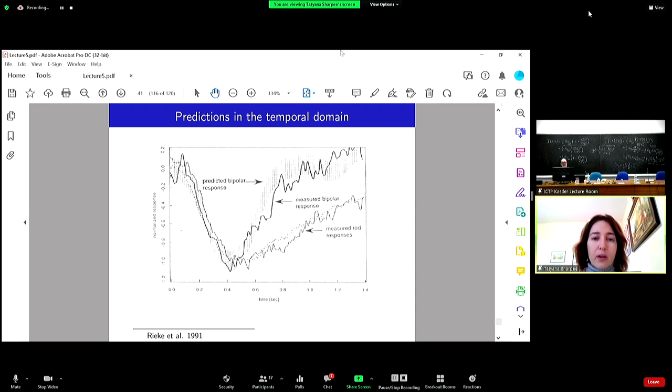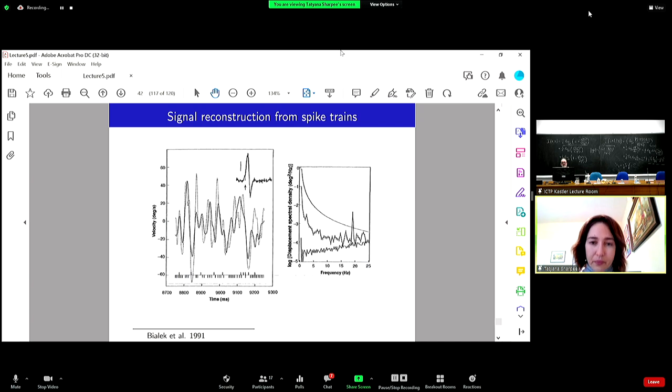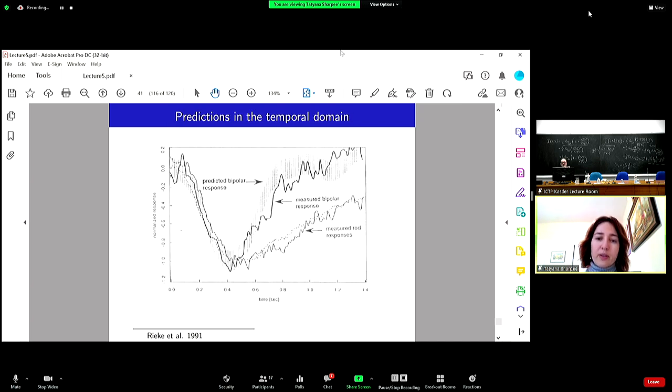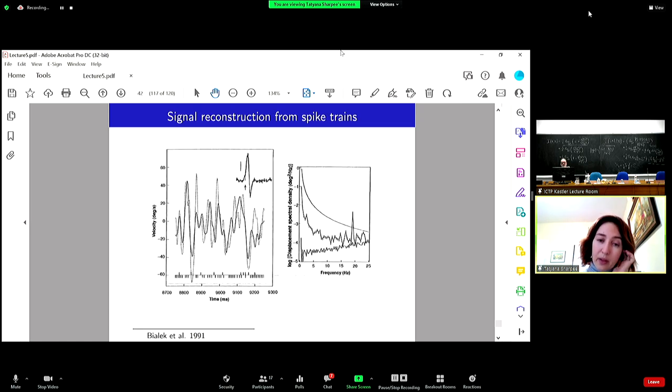So one can also apply this to the spike train domain. So given the input that was put into the system and the spike trains that were obtained, one can use this equation in order to estimate the underlying signal values. And that would be predictions.